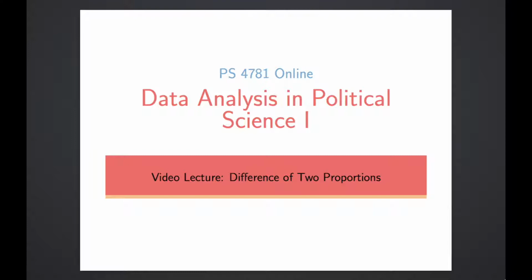In the previous lecture, we talked about doing inference about a single proportion in a single population. In this lecture, we're going to expand that framework and talk about finding differences between two proportions. So these methods are useful when we're interested in comparing two populations to one another.